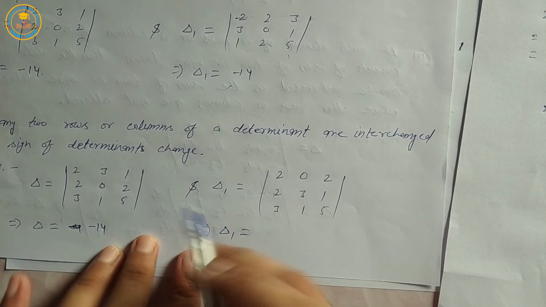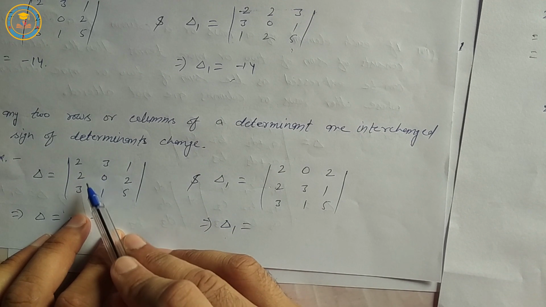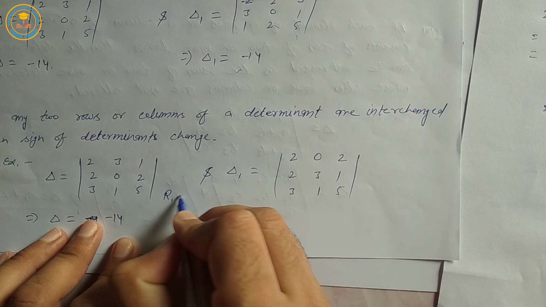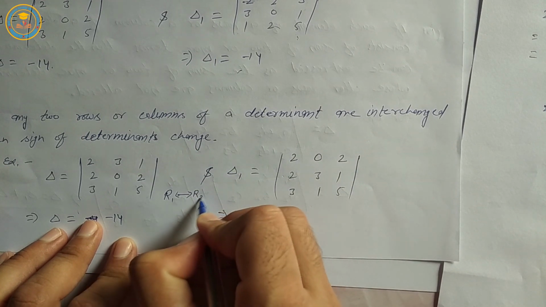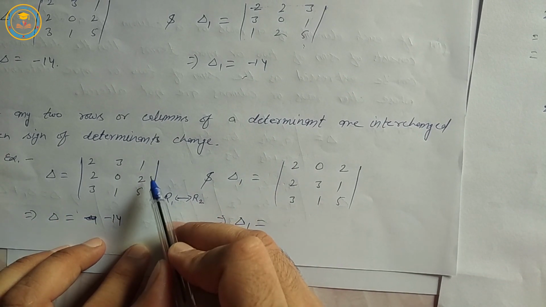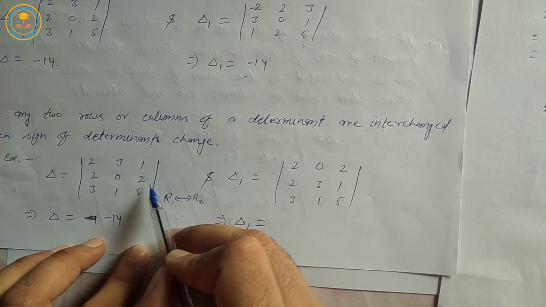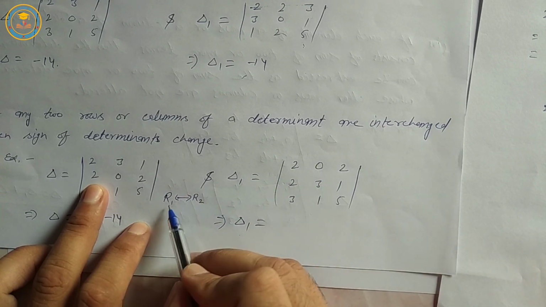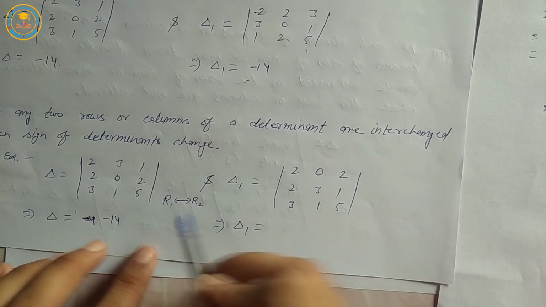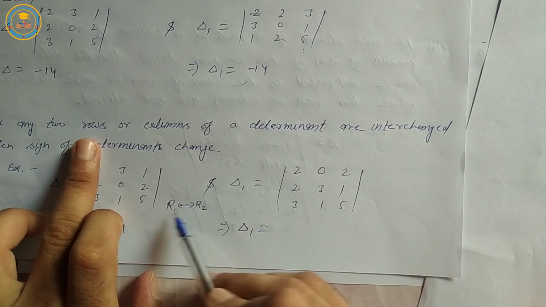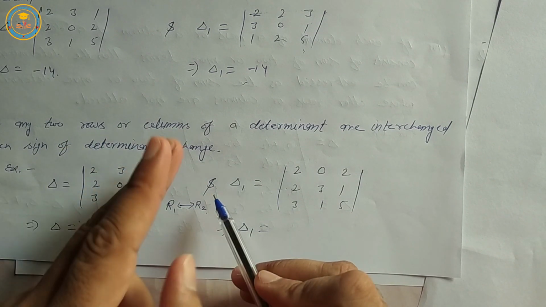And del 1 is equal to the interchange, 2 0 2, 2 3 1, it means R1 operation R2. Okay, R1 operation R2 means interchange row first and row second, for any two rows, R1 and R2, or two columns.